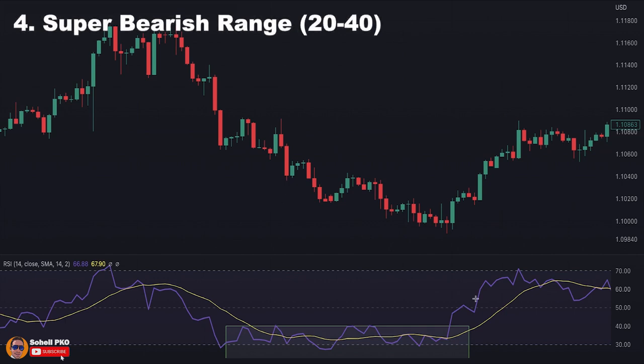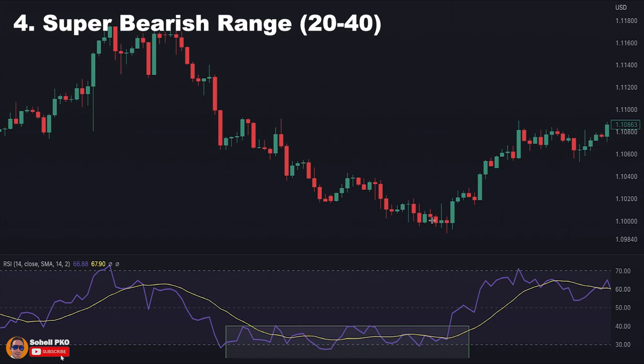The next one is super bearish range, where the RSI is more likely to oscillate between the 20 to 40 zone. Here, when the RSI is around 40, the price finds resistance, so declining of the price is expected, which brings the opportunity of entering a short position in the current direction of the market.